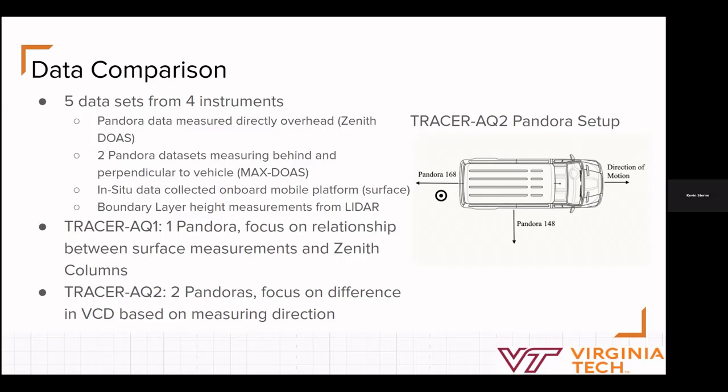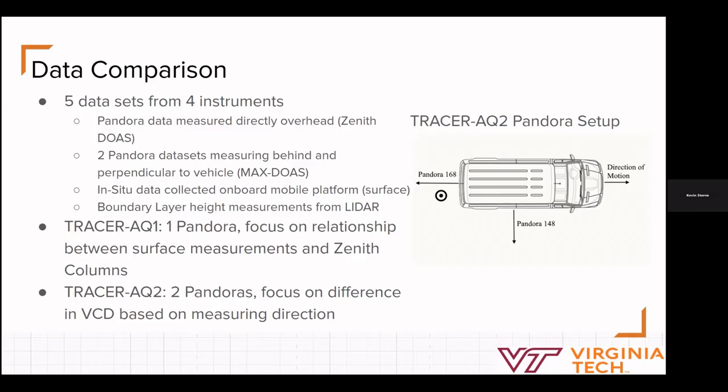Both instruments were also taking zenith DOAS measurements in order to represent the trace gases that are directly above the instrument, to provide an adequate comparison between looking away from the vehicle itself and what is directly at the vehicle. To supplement these zenith DOAS measurements, there are also in situ instruments collecting information about the concentrations directly at the surface of the vehicle, and further estimations of the boundary layer height, which represents the lowest atmospheric layer where short-lived trace gases like NO2 and formaldehyde will typically be interacting throughout the entire day, from backscatter measurements by LiDAR.